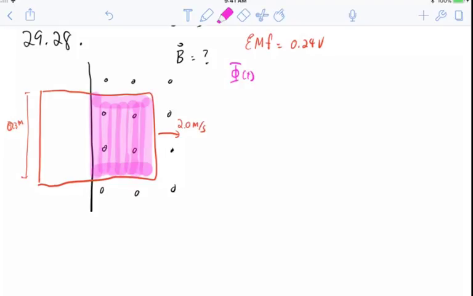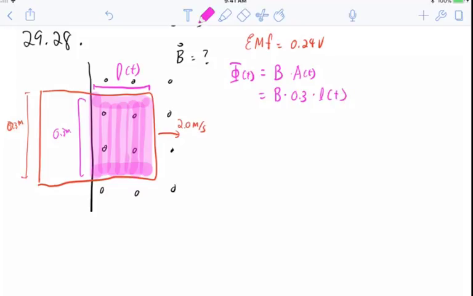Only this part of the square has magnetic field inside of it. So the height of this part is 0.3 meters. This part has a length that's changing in time. So the flux is going to be the magnetic field strength times the area, which changes in time. So it's going to be the unknown magnetic field strength times 0.3, the height, times the length. Now this is the pink length, the part that's exposed.